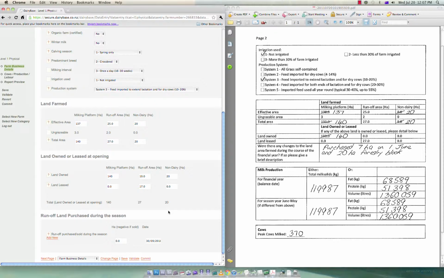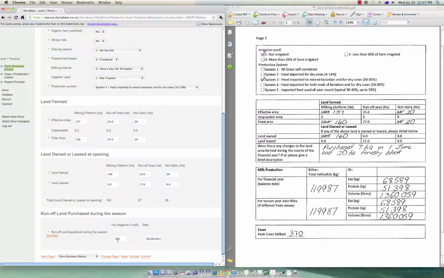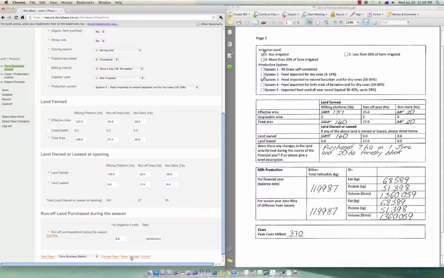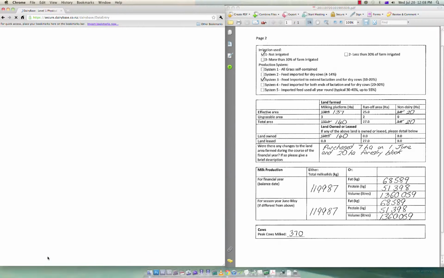So we would change that. Here you can add anything that has been purchased or sold during the year. If they, for example, had sold 20 hectares, you just need to make sure that you put a negative sign in front of it, and you can put in the date that they sold or purchased that. In this case, this farmer hasn't made any changes during the year, so we leave that blank. You can add or remove any of those that have been added in there. Okay, to finish that page, we just click on the next page at the bottom of the screen.